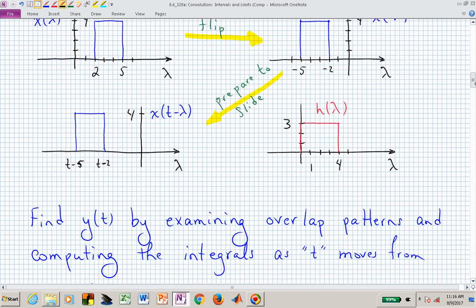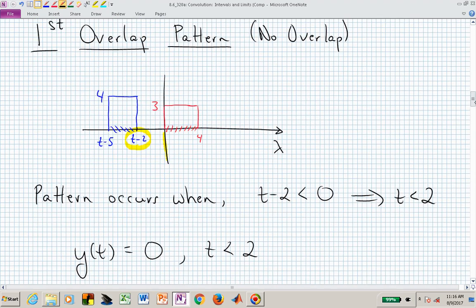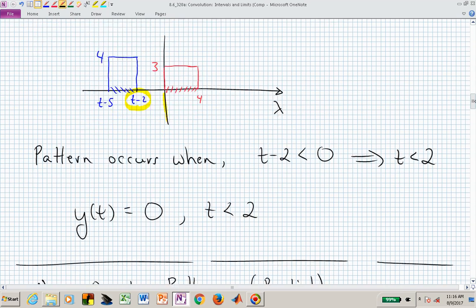Let's see if that actually ends up being the case in this particular example. And in fact, we are validating that y of t is equal to 0 for t values less than 2.